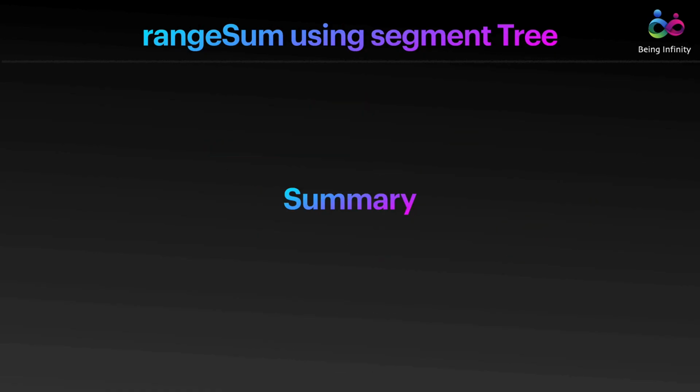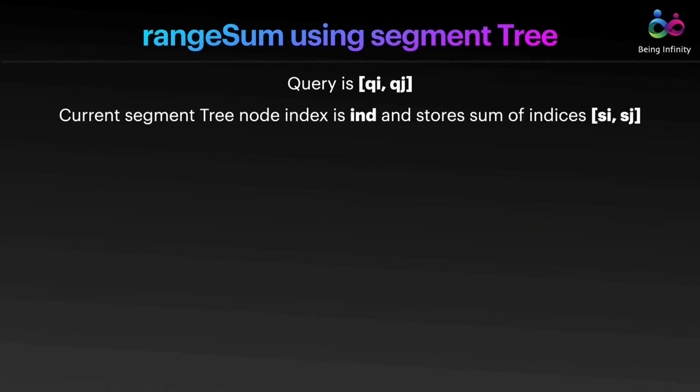Quickly summarize what we saw in this dry run. We said there was a query which is QI QJ, and we are traversing the segment tree with three important details. One is index, another is SI, another is SJ. Now when we saw this dry run, we saw three cases here. Now we are trying to just list them down.